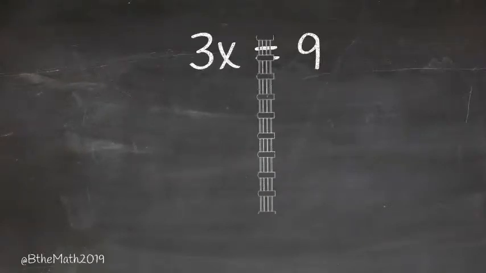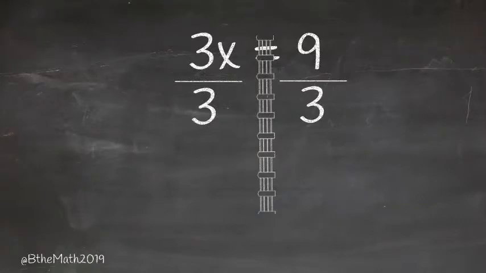The operation used is multiplication. We can undo multiplication by dividing. So if we divide each side by 3, we can get the same answer because 3 divided by 3 is 1, and that leaves x equals 3.